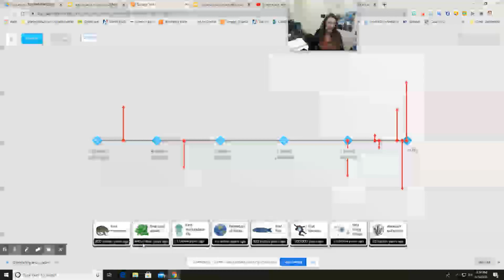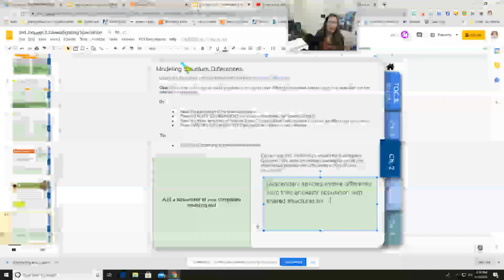They do tell you the time at the bottom of the card, so pay very close attention to whether it says millions of years or billions of years. And keep in mind that billion is bigger than million. So keep that in mind. You will take a screenshot of that and then upload it.